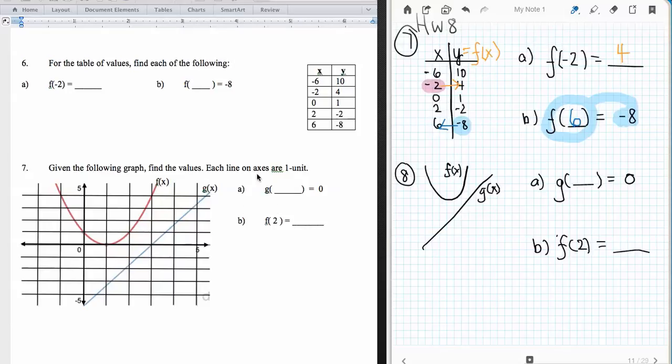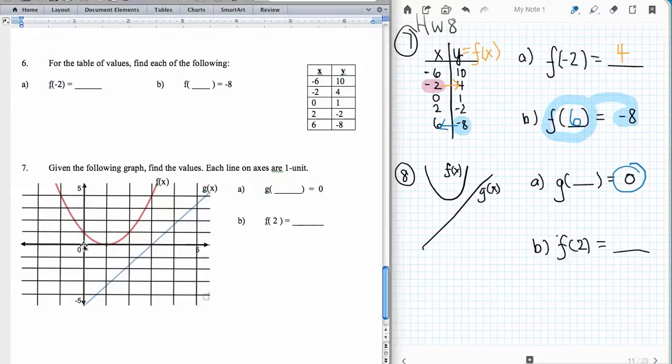Now moving on to the bottom one down here, which is 7 noted on the homework, but it really should be 8. I have two functions, the f of x function and the g of x function. So I have a quadratic, which is what f of x is, and I have a linear, which is what g of x is. So this g of x function, it's asking me to find when my y value is equal to 0. So y is 0 right here, right?